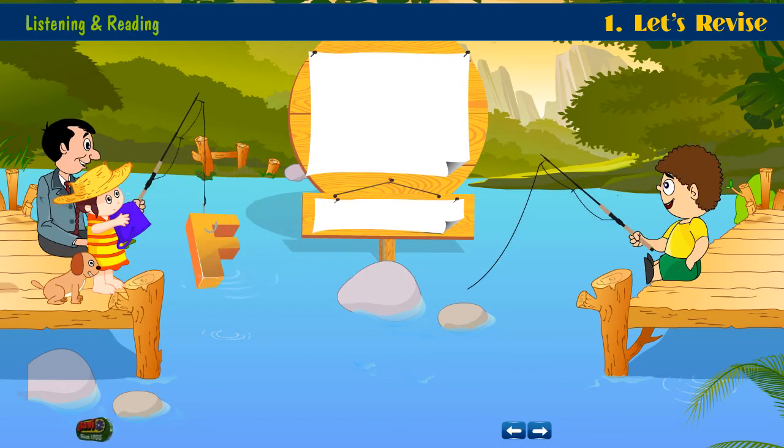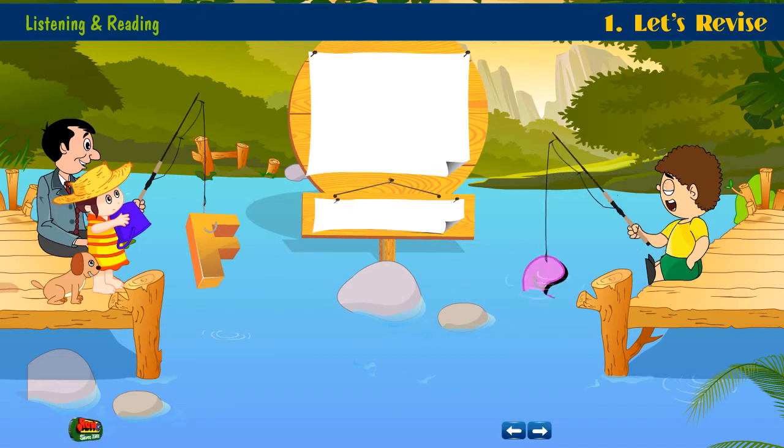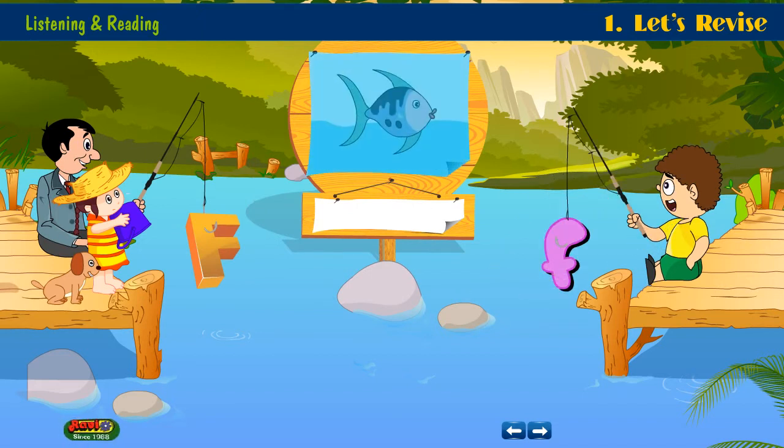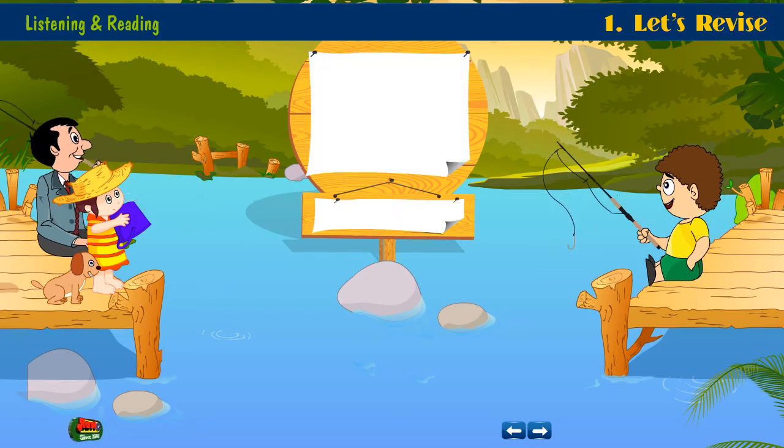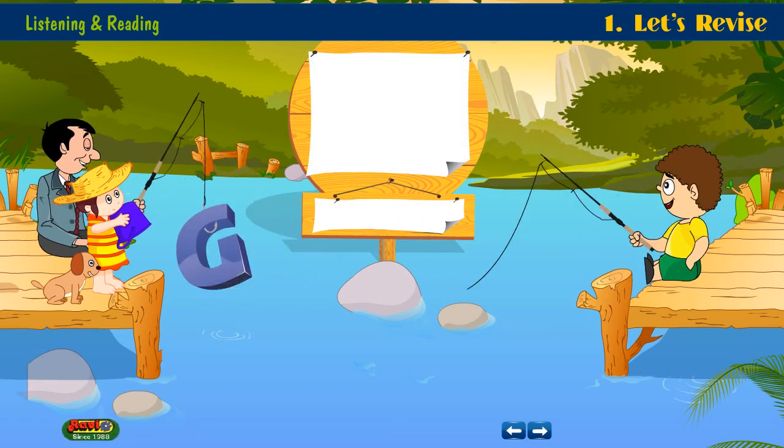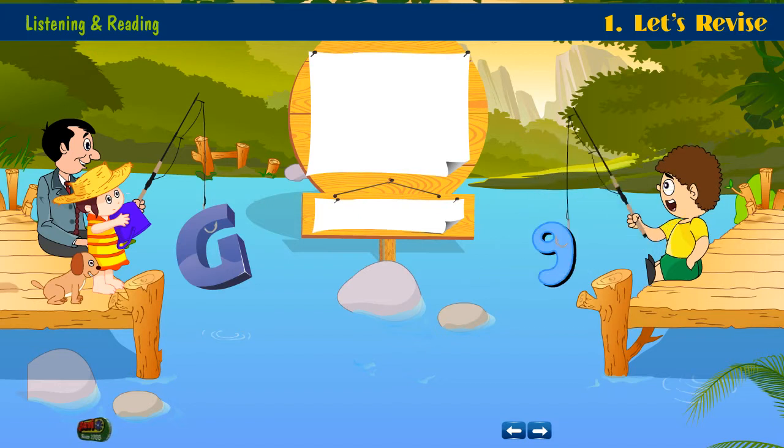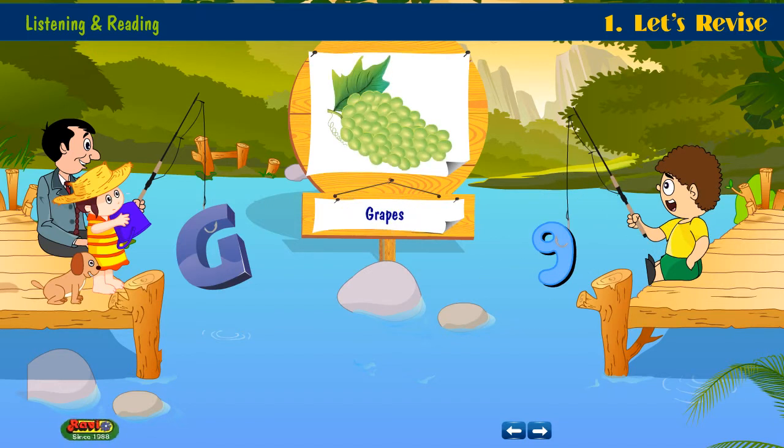Capital letter F, small letter F. F for fish. Capital letter G, small letter G. G for grapes.